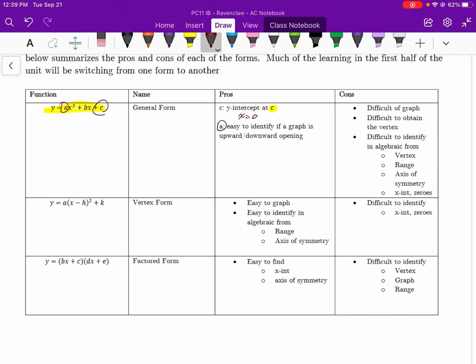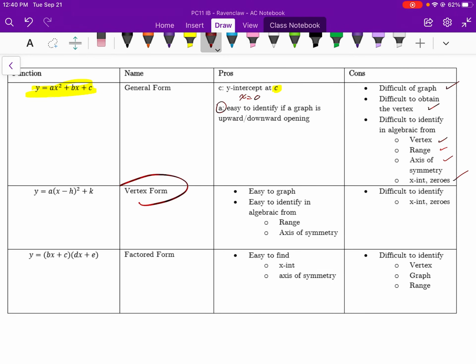So what are some drawbacks of the general form? It is difficult to graph. It's difficult to get the vertex. It's difficult to identify, in algebraic form anyways, the vertex, range, axis of symmetry, x-intercepts, or zeros. So there's a lot of drawbacks here to having something in general form, even though general form is probably the most common form that you'll see.